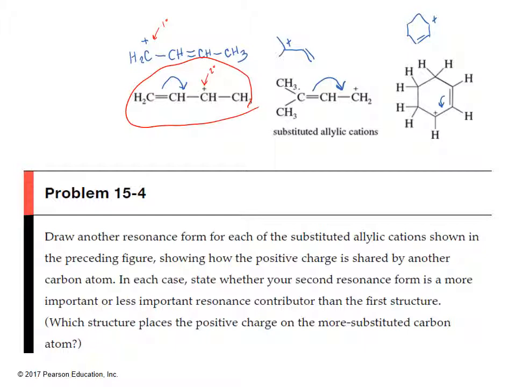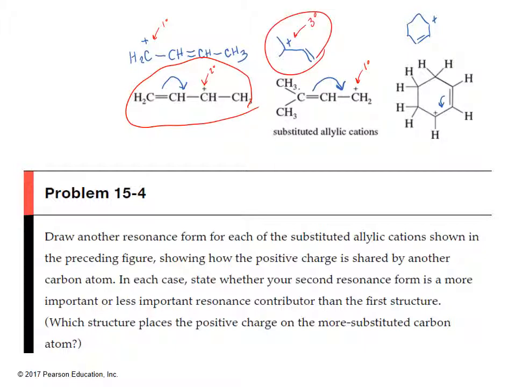Same thing happened in the next question. Your electrons moved to here, which moved your positive charge to there. So this carbocation is primary. This one that was produced over here is tertiary. Tertiary is a more stable carbocation.